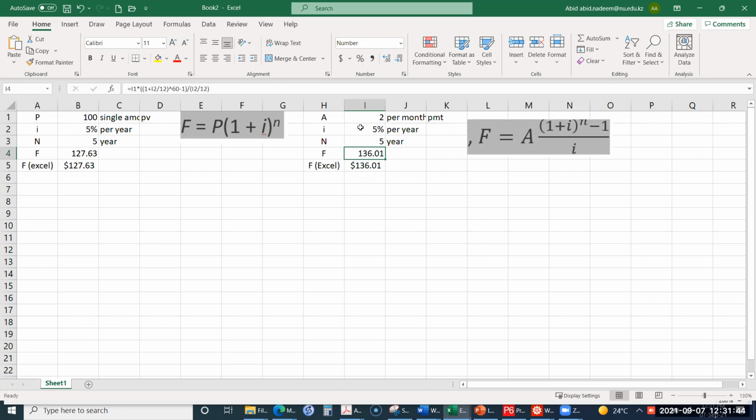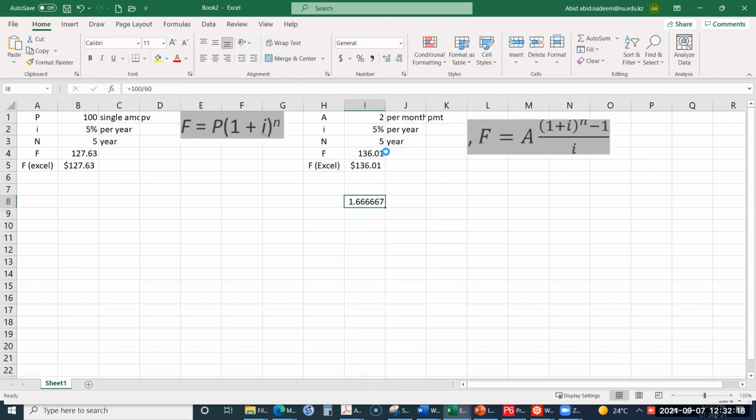The second one. Yeah, it's the second one. So in this case, you are depositing $2 times how many? 60. Actually you are depositing $120, right? So it's actually not very equivalent. Maybe if I take, for example, $100 divided by 60, it is 1.667.